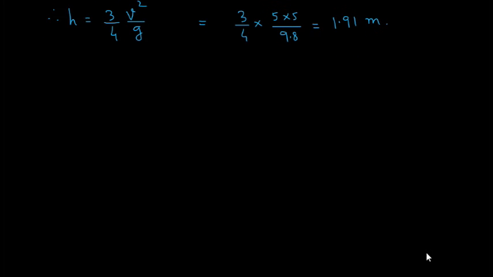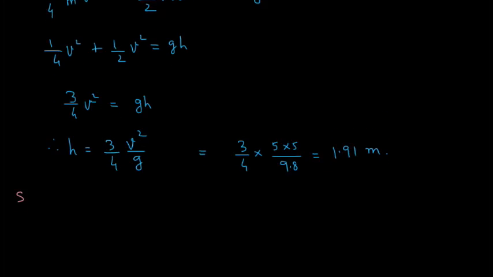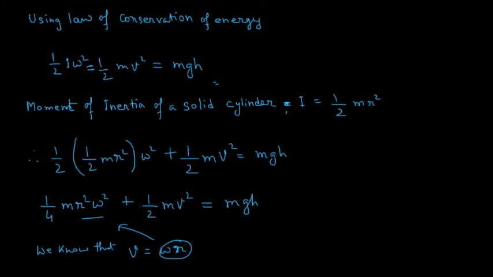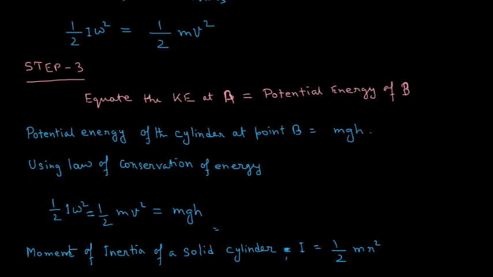Now, so this is step number 4, I think. We have to check it. Yeah, step 4. So in step 4 we will find the value of AB. So how will we find the value of AB?